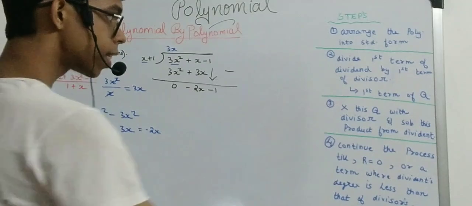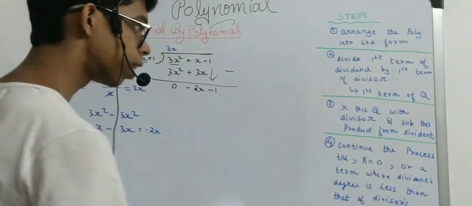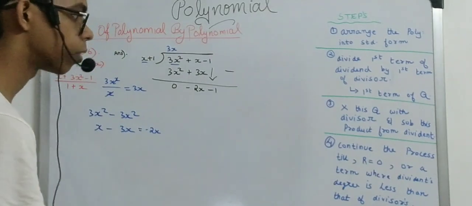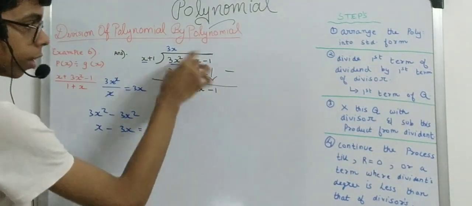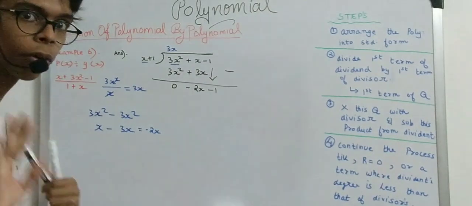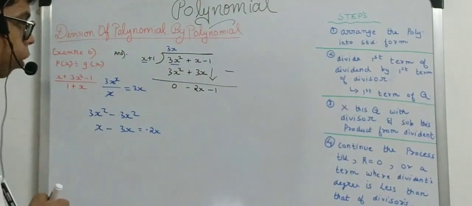Now what we should do is continue the process till you get the remainder equal to 0, or a term where the dividend's degree is less than that of divisor. That means the same thing that we did over here, we have to continue and go till you get the remainder.